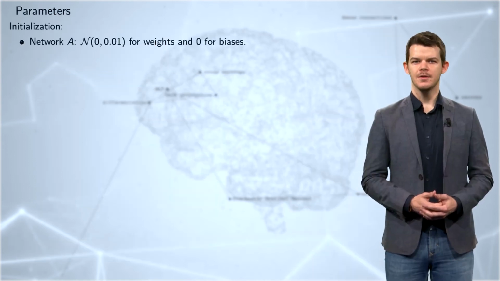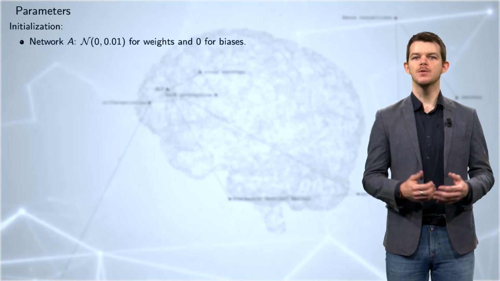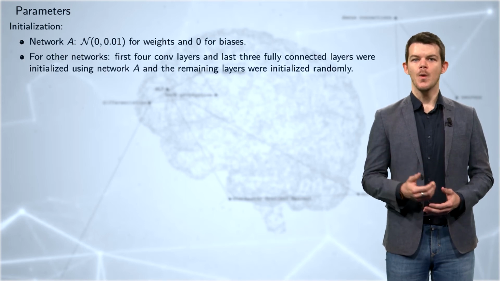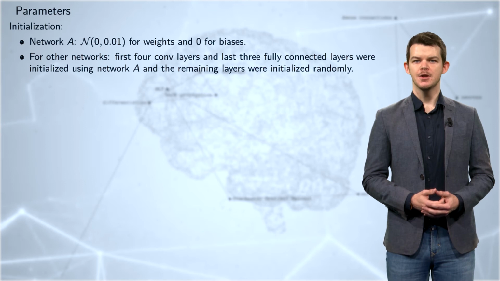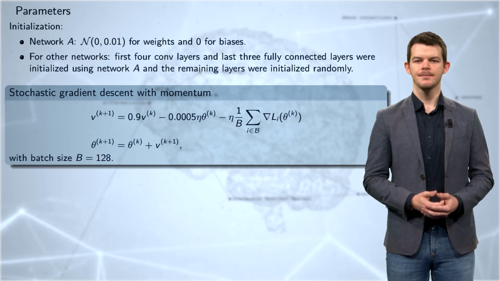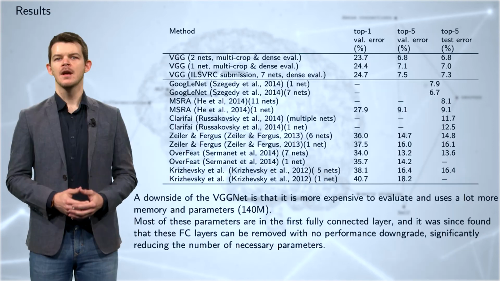Regarding the optimization procedure, the weights are initialized via Gaussian distributions and biases are all set to 0. This holds for network A. For the others, the weights from network A were used as the initial values and the others were initialized via Gaussian distributions. Stochastic gradient descent with momentum is used. The batch size is set to 128 and the learning rate is the same for all layers and follows this heuristic. The training phase lasts 74 epochs and the L2 penalty is used together with dropout.